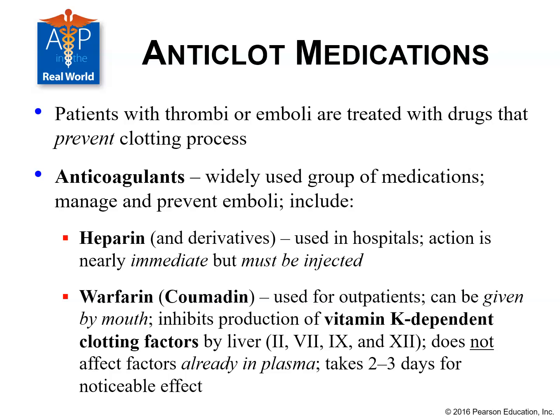It used to be formerly the main ingredient in rat poison. It's used for outpatients. It can be given orally, and it inhibits production of all the vitamin K-dependent clotting factors by the liver, 2, 7, 9, and 12. It does not affect factors already present in the plasma, though, and it generally takes 2 to 3 days for any noticeable effect. So when somebody is being staged for anticoagulant therapy, they'll probably put him on heparin while he's in-house in the hospital for about 1, 2, or 3 days, and then they'll discharge him home on Coumadin.